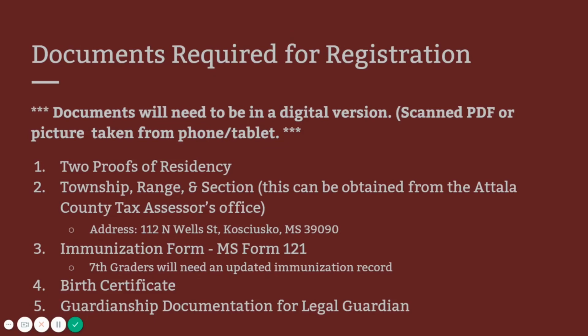Immunization form, which is Form 121, Certificate of Immunization Compliance. Students entering 7th grade will need to have these immunization records updated. A birth certificate and guardianship documentation for legal guardians. Proofs of residency must be dated within 60 days of registration.